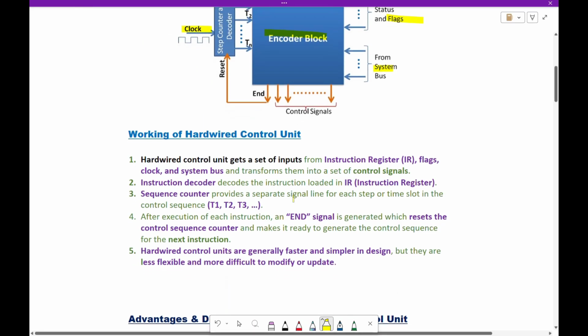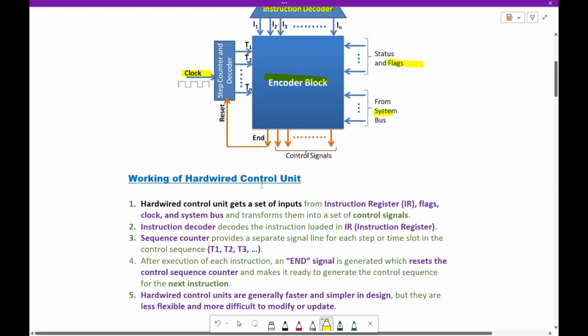And the sequence counter provides a separate signal line for each step or time slot in the control sequence, like T1, T2, T3, like here. This is the sequence counter. You can see that this is the sequence counter. It provides a single line like one, two, like TN for the control sequence.